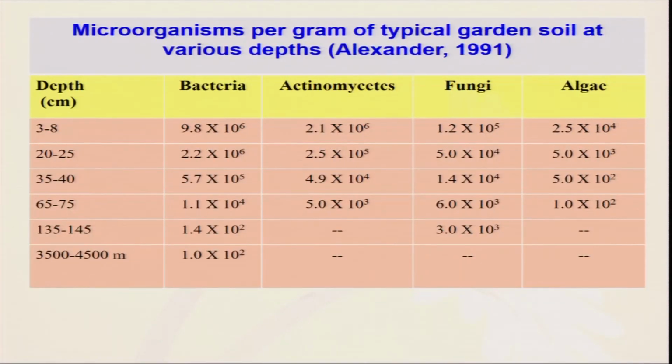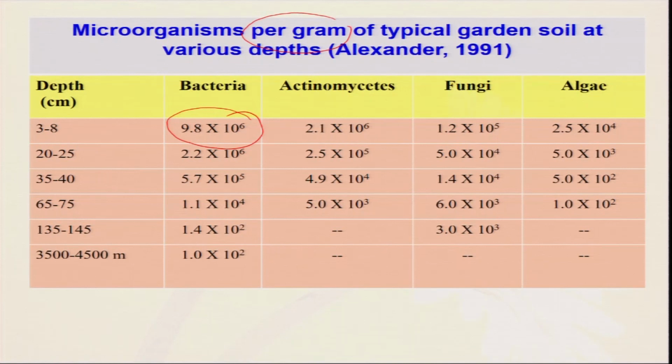So, if we see how many microorganisms exist in our garden soil, you will be amazed to know that in a typical garden soil at a depth of 3 to 8 centimeters, per gram, there are 9.8 into 10 to the power 6, which means about 90 lakhs, nearly 1 crore bacteria present in only 1 gram of soil.